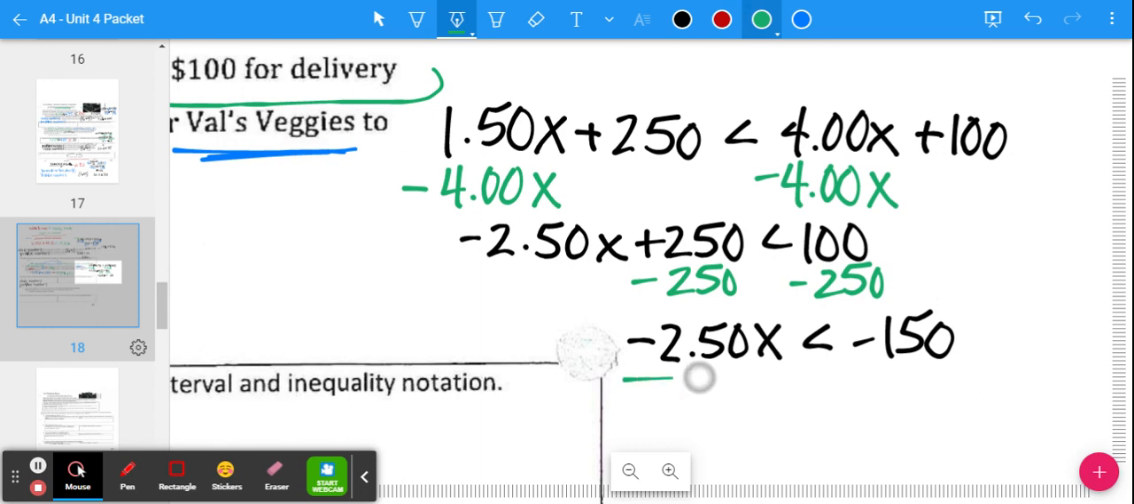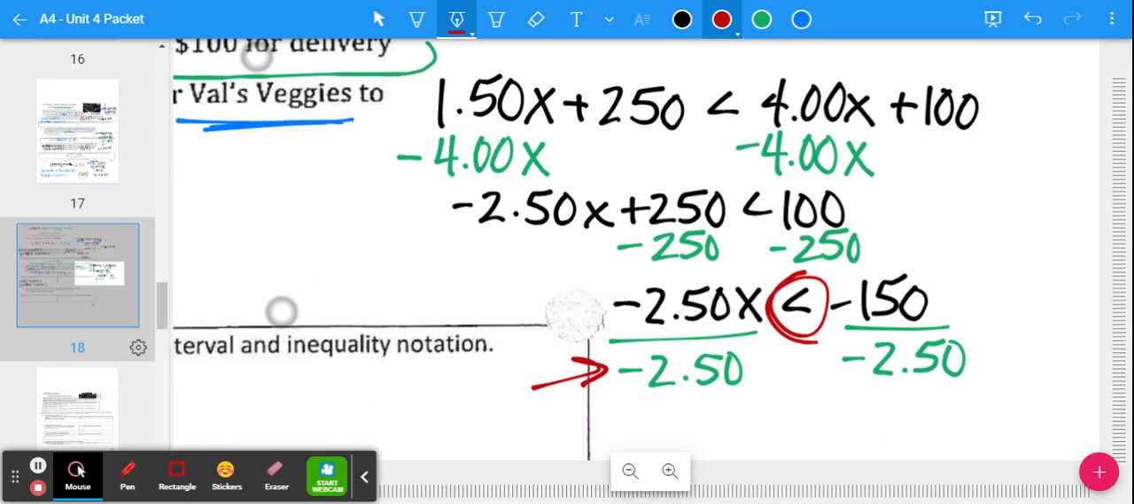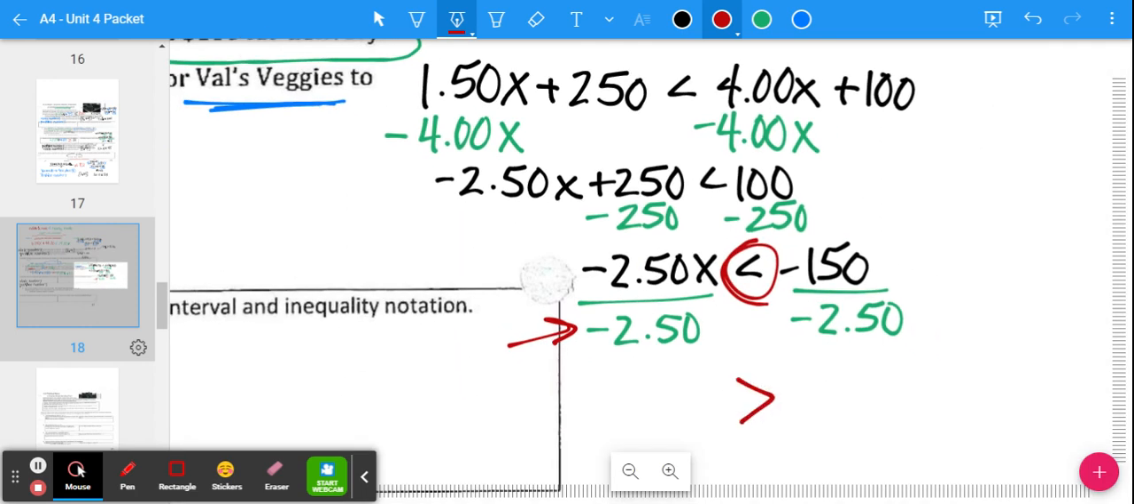So the last step, divide by negative 2.50. And remember, when you multiply or divide by a negative, like this one, you must flip your inequality sign. So what once was less than now becomes greater than because we divided by that negative. So our x value is going to be greater than 60.